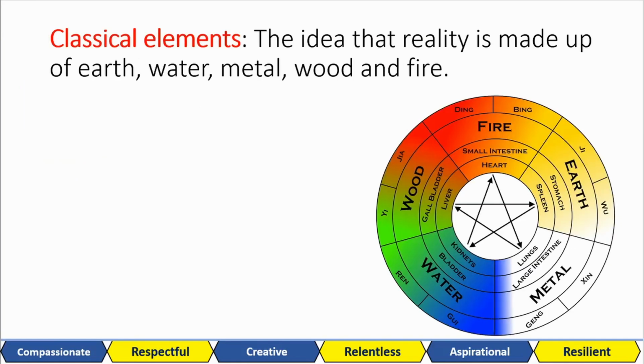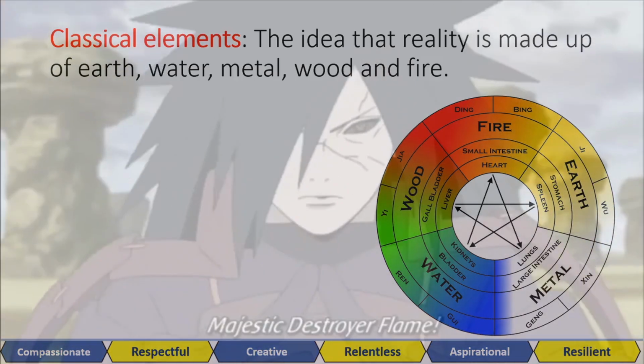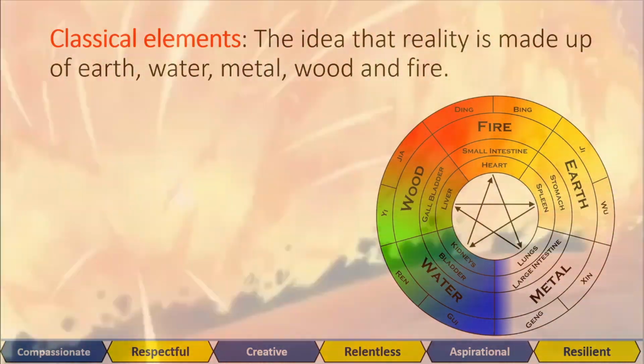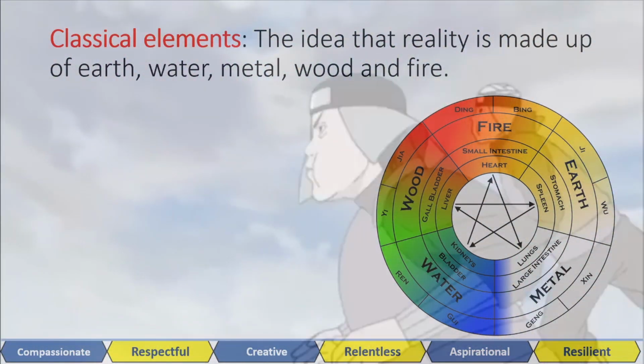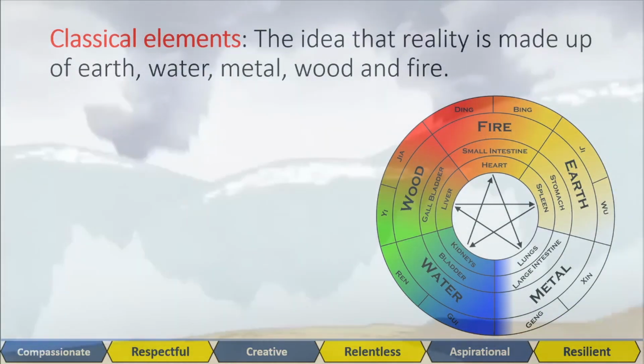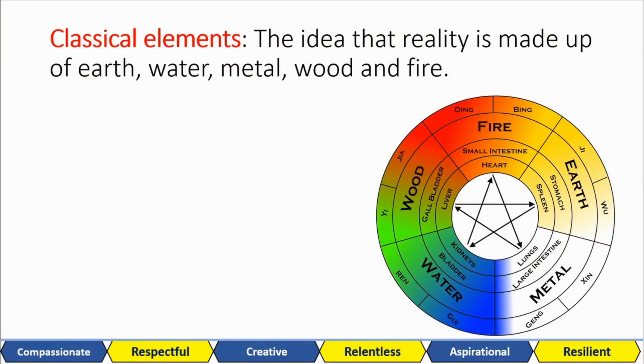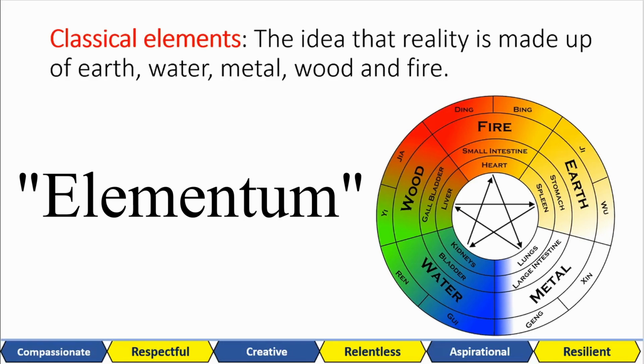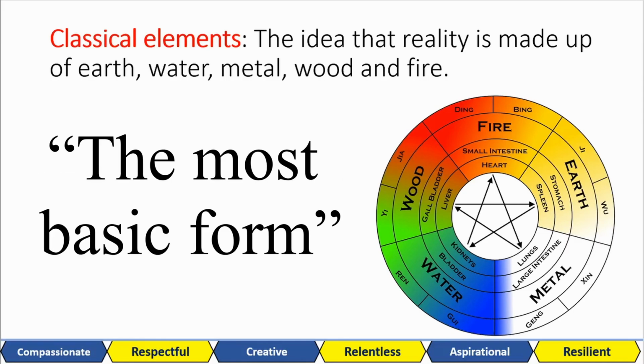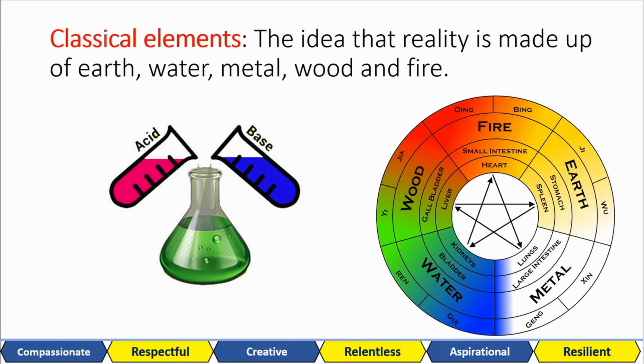The idea of elements has been around for thousands of years. In classical Eastern philosophy, it was believed that reality was made up of earth, water, metal, wood, and fire. The word element itself comes from the Latin word elementum, which had several translations, but the one we're focusing on is the one that meant the most basic form. So, if you meet someone that's very basic, you can just call them elementum.